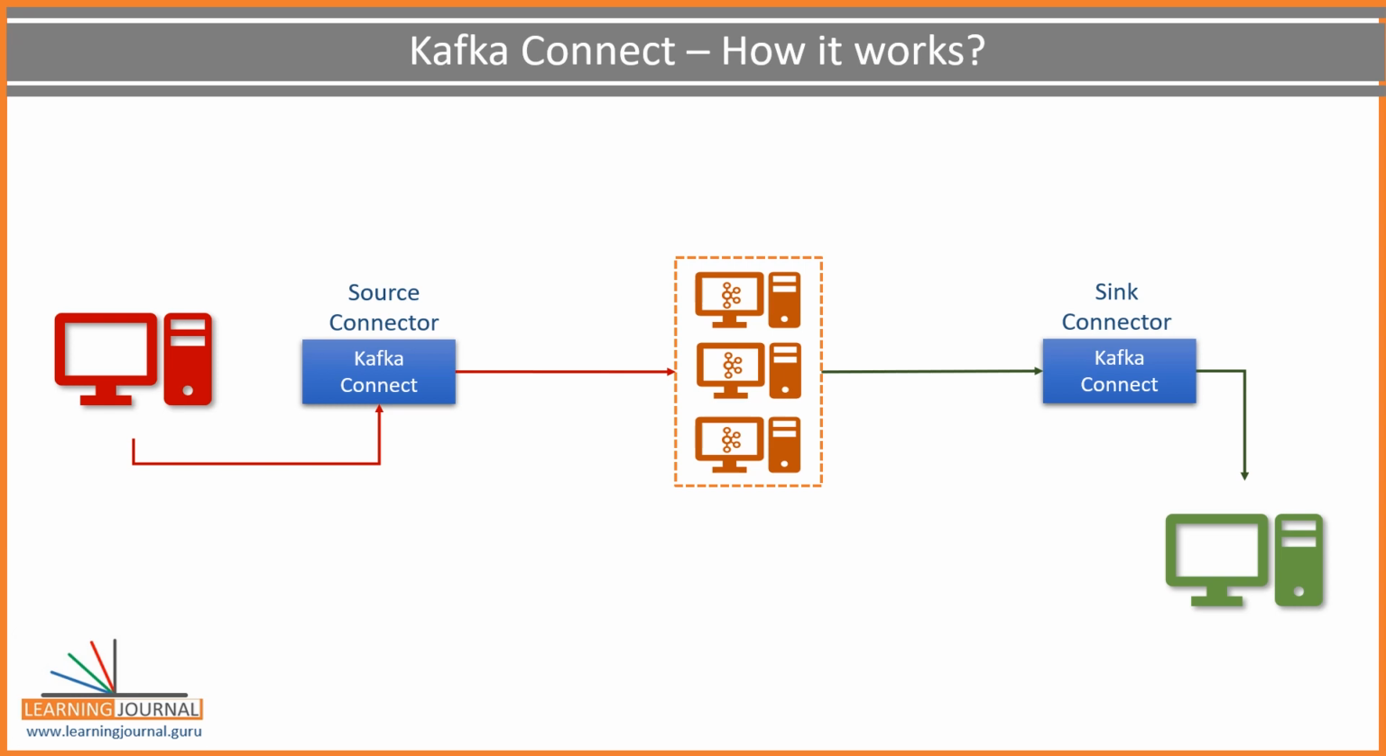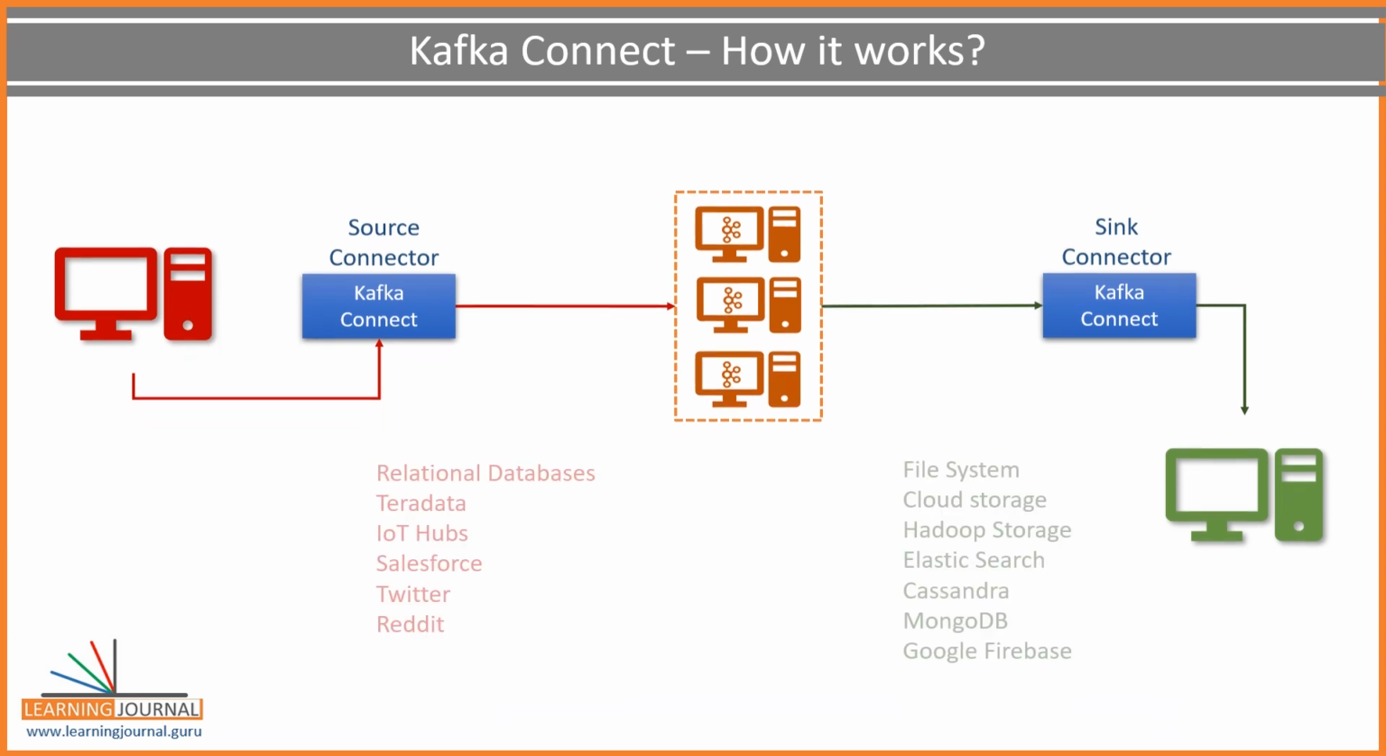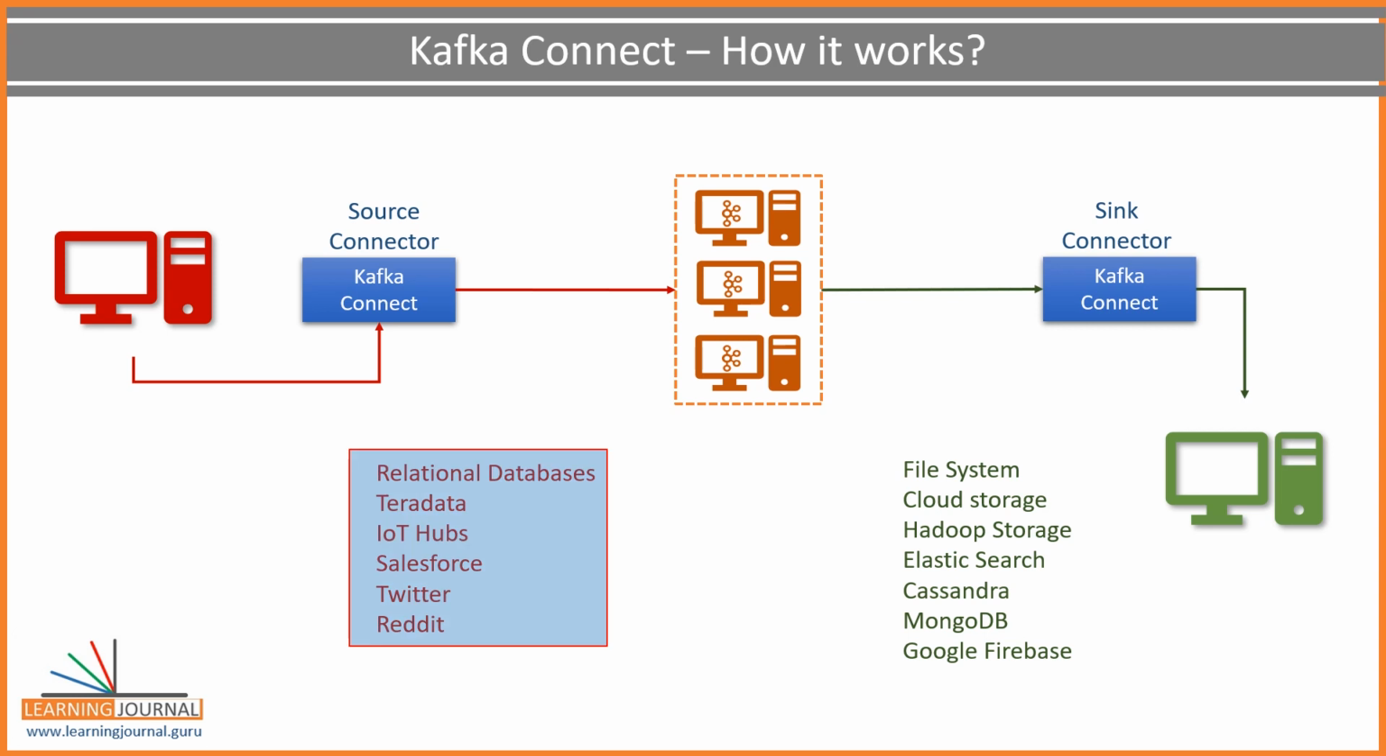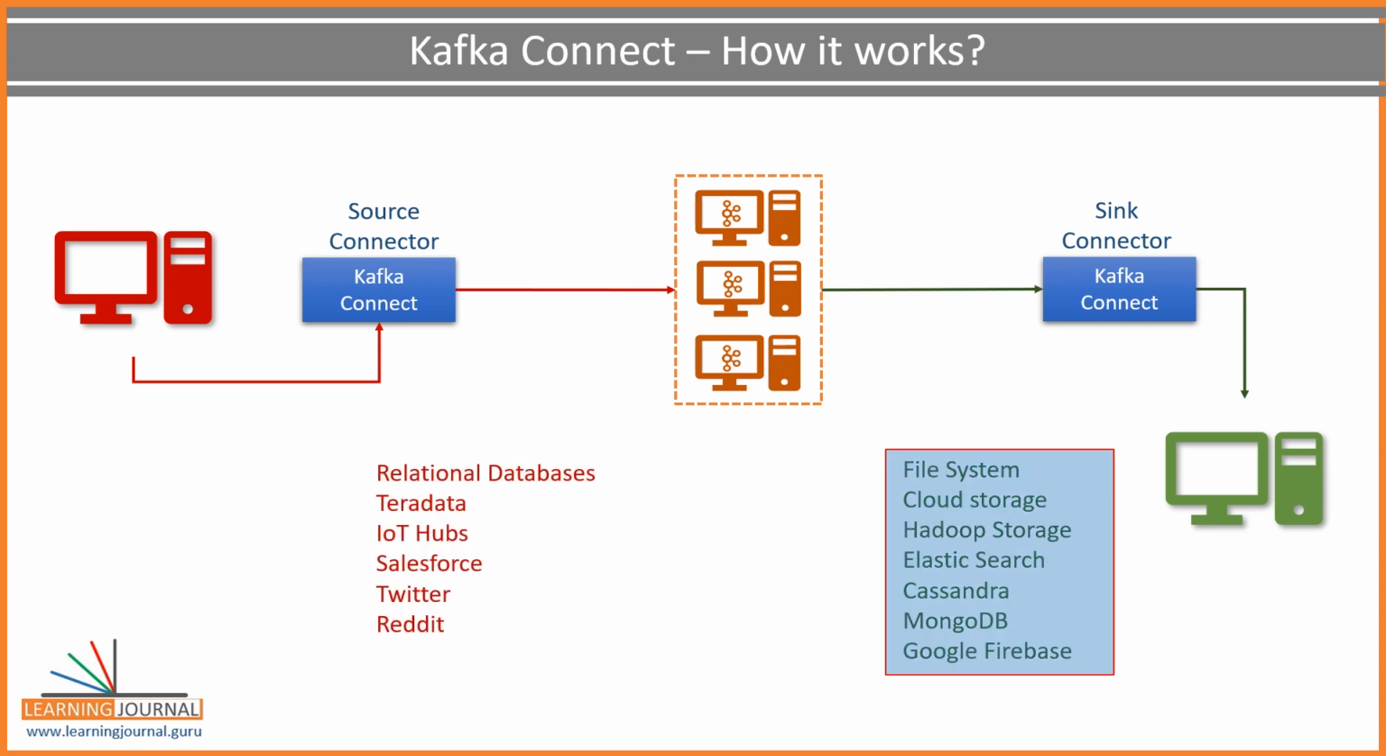How is it possible? I mean, there are a bunch of different systems. For example, we have relational databases, data warehouses like Teradata, IoT hubs, Salesforce, Twitter, Reddit, local file system directories, cloud storage, Hadoop storage, Elasticsearch, Cassandra, MongoDB, Google Firebase, and many more. All of them are different systems. Reading and writing to these systems have a different mechanism and considerations. How is it possible for Kafka Connect to do this copying without writing some code?